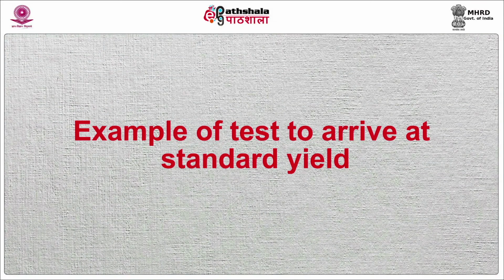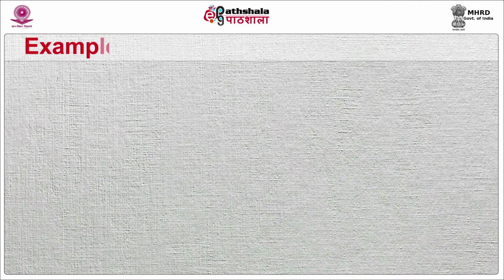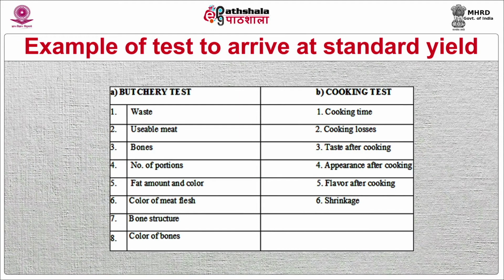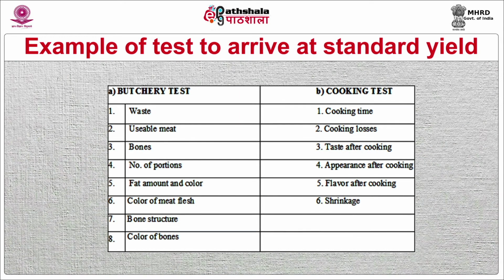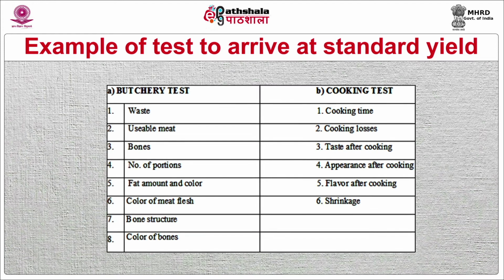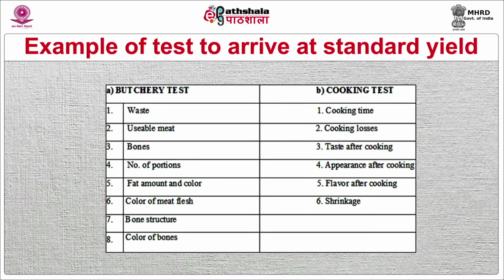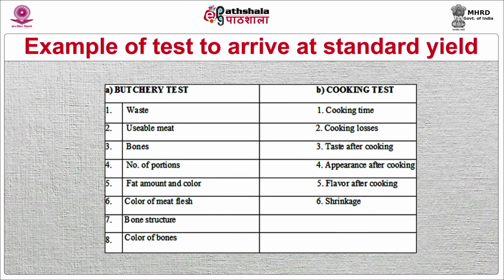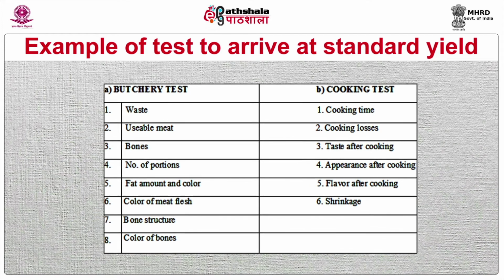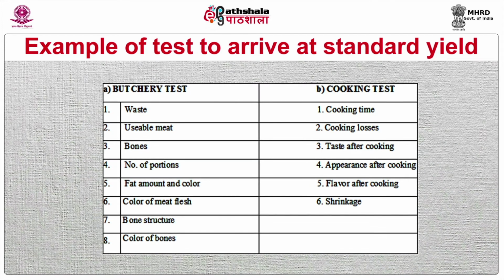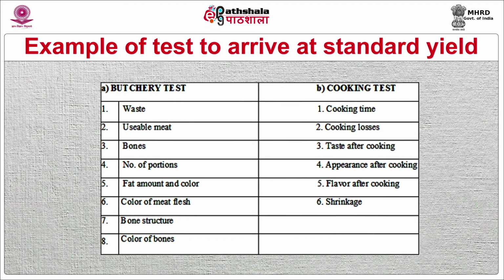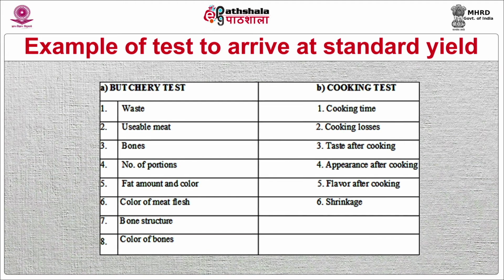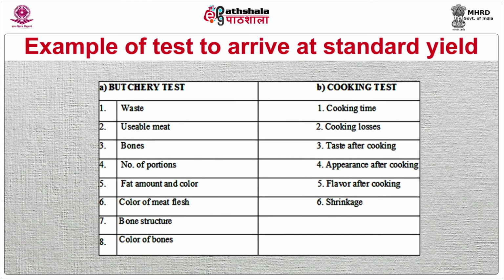Example of test to arrive at standard yield: butchery test, cooking test, waste, cooking time, usable meat, cooking losses, bones, taste after cooking, number of portions, appearance after cooking, fat amount and color, flavor after cooking, color of meat flesh, shrinkage, bone structure, color of bones.